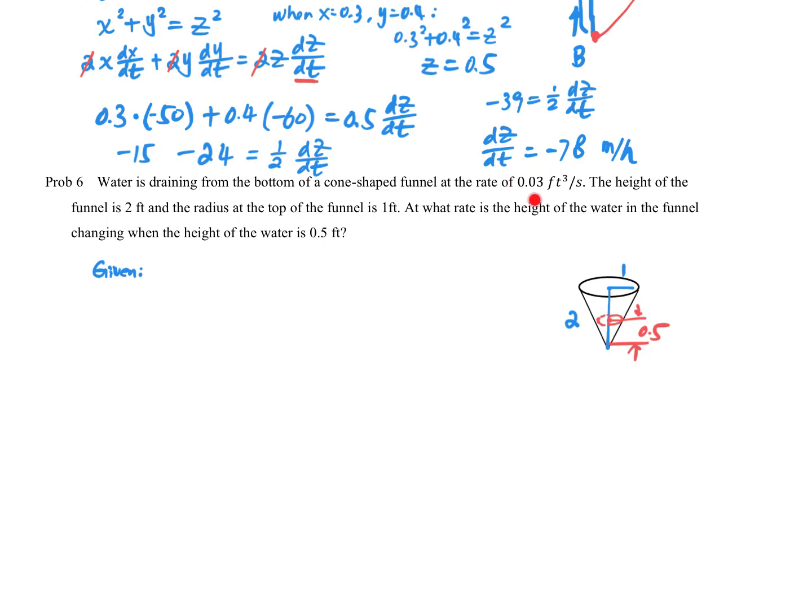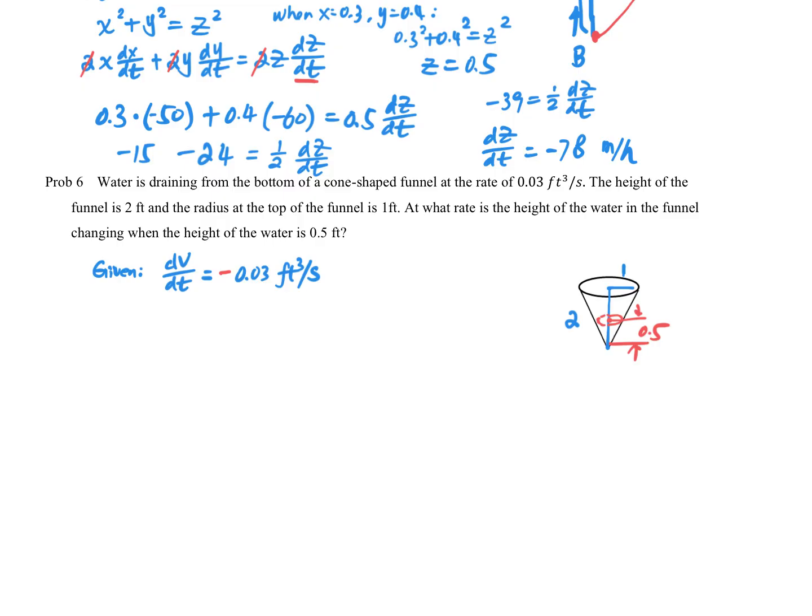And we do know that the water is leaving the funnel at this rate, and this is volume, in cubic feet per second. This is how fast the volume is decreasing, right? So therefore, I'm going to say dV/dt is equal to, hopefully at this moment, when you see that you're losing water and the volume is decreasing, you add a negative sign to represent that idea. So negative 0.03 cubic feet per second.